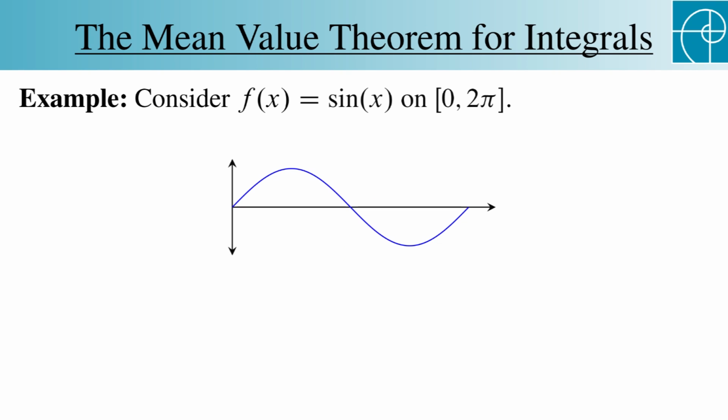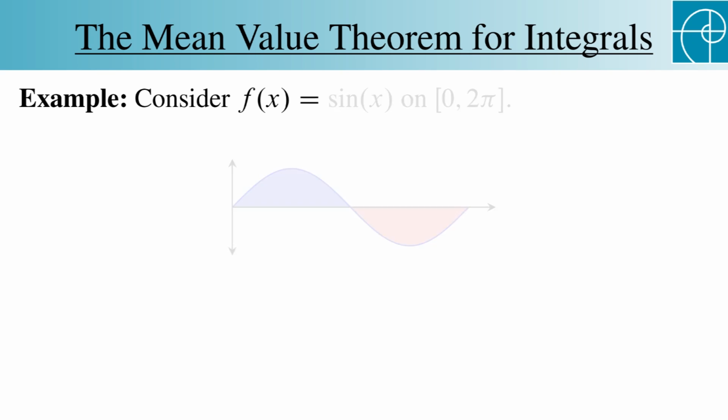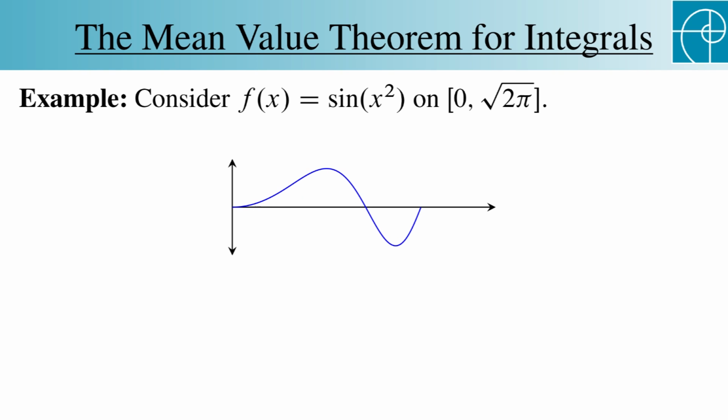Let's look at sine of x on the interval from 0 to 2 pi. This is again symmetric with respect to the x-axis, in the sense that there are equal parts above and below the x-axis. So the average should be 0. But what about sine of x squared on the interval from 0 to the square root of 2 pi? Now the part below the x-axis is smaller than the part above, so the average should be positive.